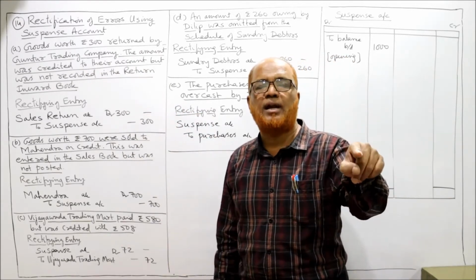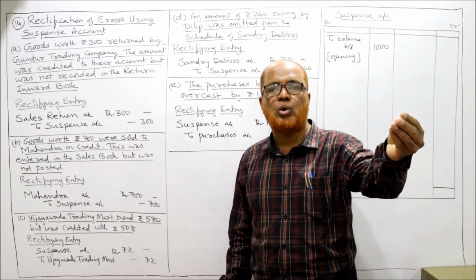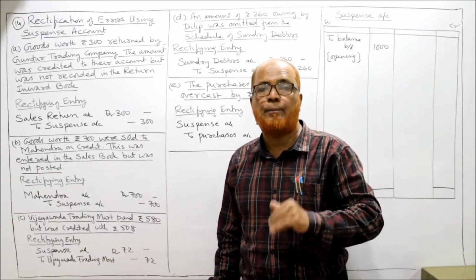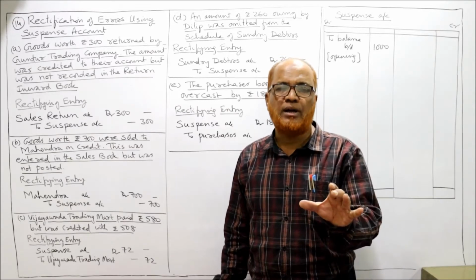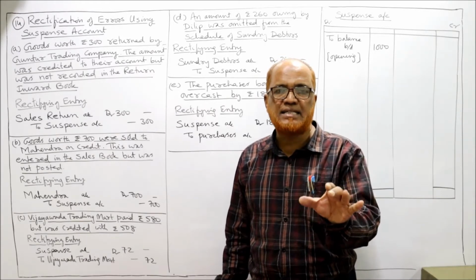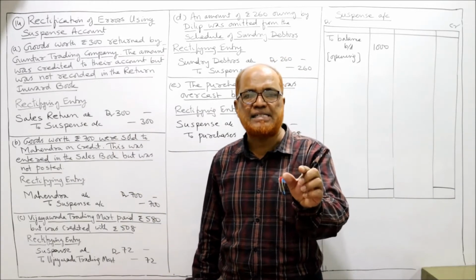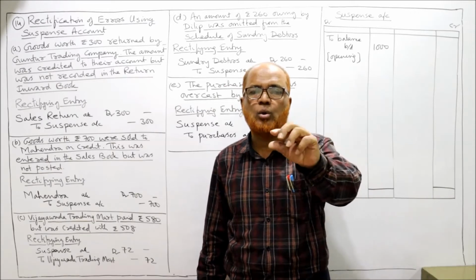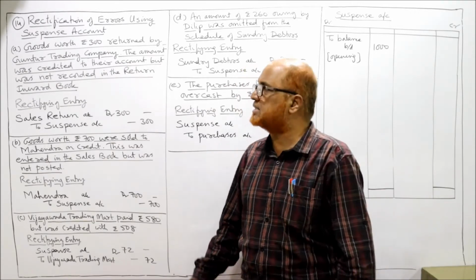That means Guntur Trading Company is our customer. We sold the goods to Guntur Trading Company. Now Guntur Trading Company has returned them back. It is called sales return. In simple words, it is a sales return from Guntur Trading Company. The entry for sales return is sales return account debtor to Guntur Trading Company. This is the correct entry for sales return.